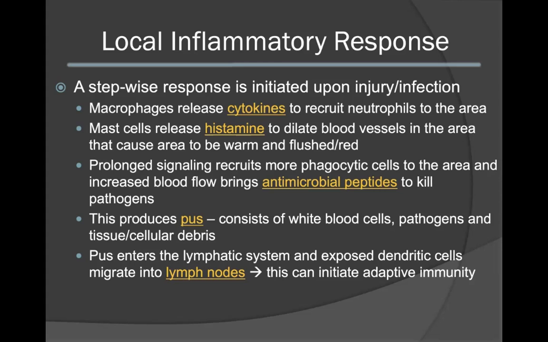As the pathogens are being killed off and the white blood cells are becoming active, this will produce pus. Pus in general consists of white blood cells, pathogens, as well as any surrounding tissue or cellular debris. This pus will then enter into the lymphatic system, and any exposed dendritic cells will then migrate into the lymph nodes. This can then initiate an adaptive or acquired immunity response.